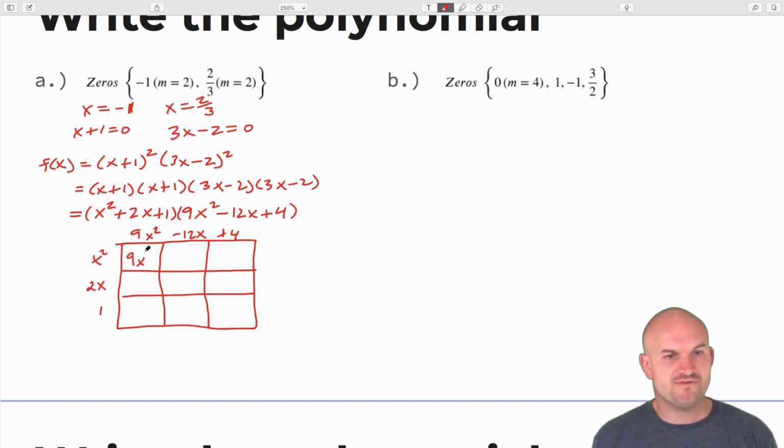So this is 9x to the 4th. Now we're just doing length and width for each one. This is a -12x cubed. This would give me a 4x squared. This would be an 18x cubed.